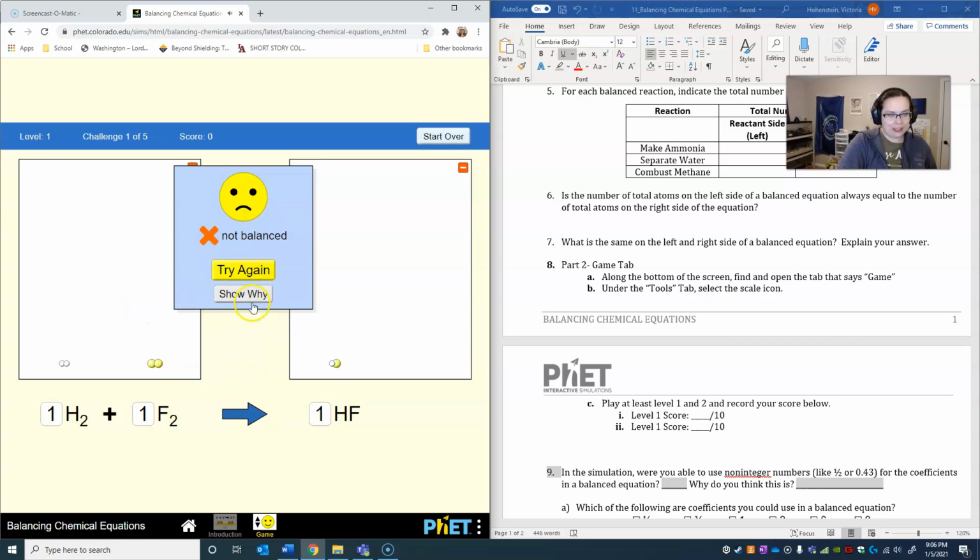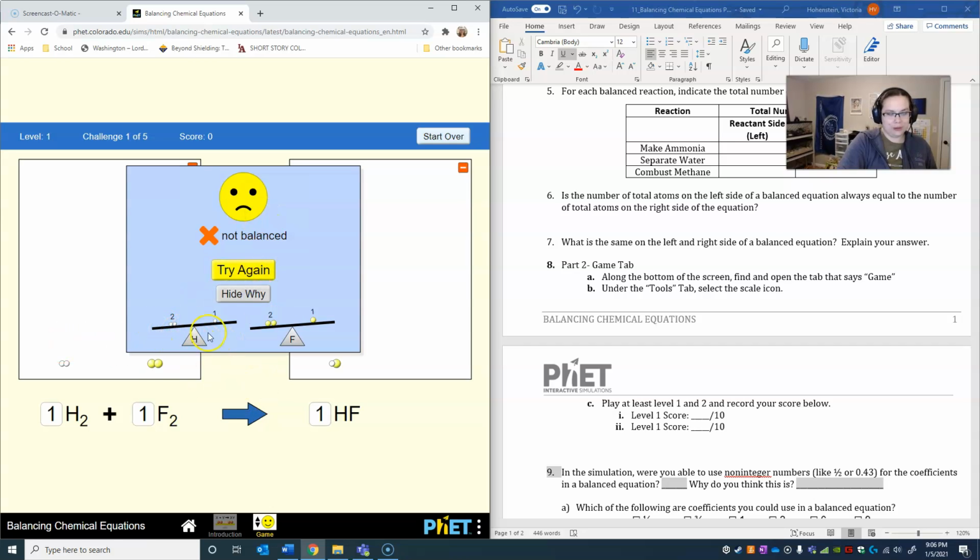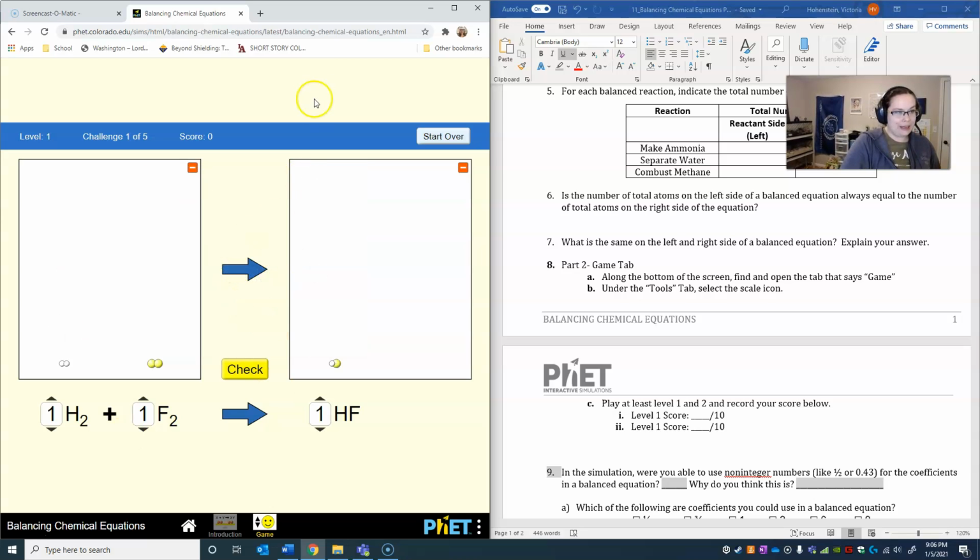If it's not correct, it can show you, and it'll give you the scale icons like we were using in the introduction section. You can try again, and at the end it'll give you a score out of 10. There are 5 questions in each level. You can play as many times as you want, so if you get a 2 out of 5 and you really want to go for that 5 out of 5, play again.